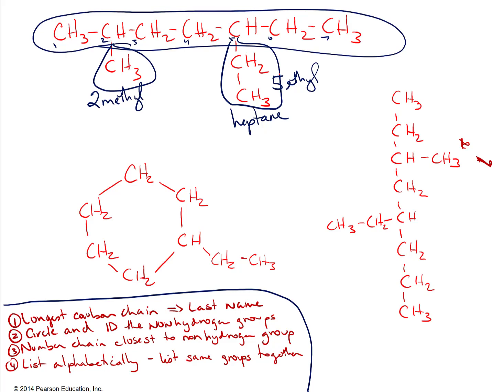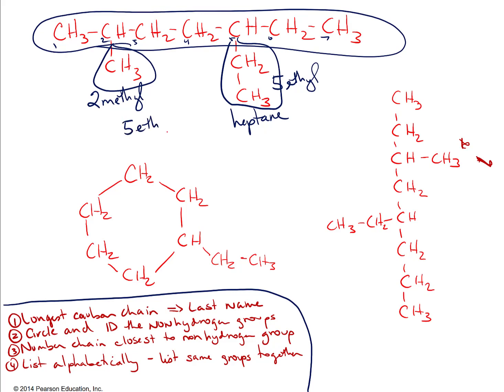Just gonna say. Last step, you list them alphabetically. If you have any common groups, you group them together. So if you had 2 methyls, you would call it a dimethyl. If you had 3 methyls hanging off the chain, you would call that a trimethyl. But these ones, we have a methyl and we have an ethyl, so you're gonna list them separate. But which one do you list first?